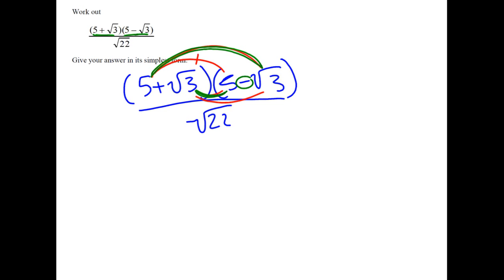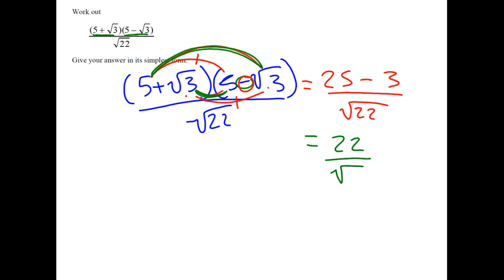I'm just going to do 5 times 5 is 25. Root 3 times root 3 is 3. And it's a minus. It's all over root 22. Okay? So, on the top we get 22, on the bottom we've got root 22 waiting for us.